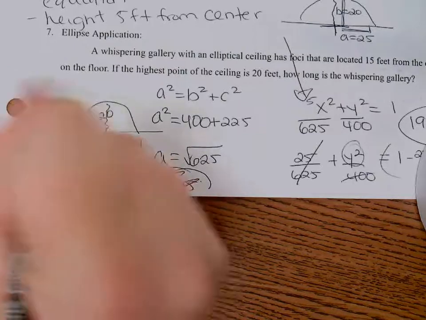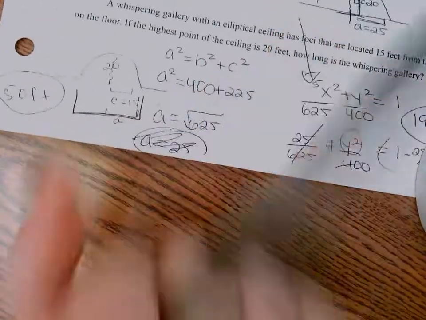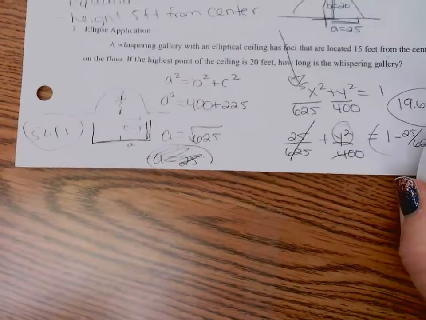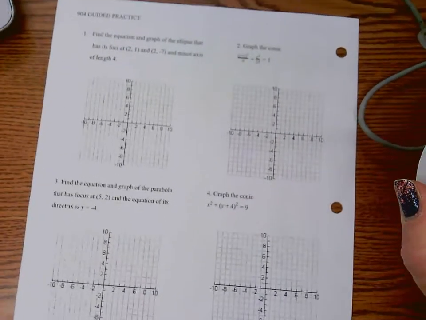So I guess that was a coincidence that I accidentally picked a similar ellipse for my tunnel problem, but they won't always come out with those same exact numbers. So now you are working on the guided practice, those 4 questions on the back page.